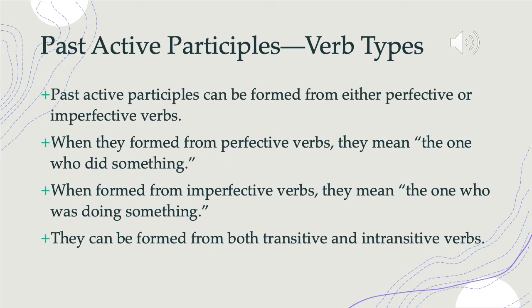When we form them from perfective verbs, they mean the one who did something. Like, przeczytawszy knigę student is the student who read the book. And when they are formed from imperfective verbs, they mean the one who was doing something. Like, czytawszy student, the student who was reading. Like present active participles, past active participles can be formed from both transitive and intransitive verbs. Because they refer to the one doing the action, we can make them from either transitive or intransitive verbs.